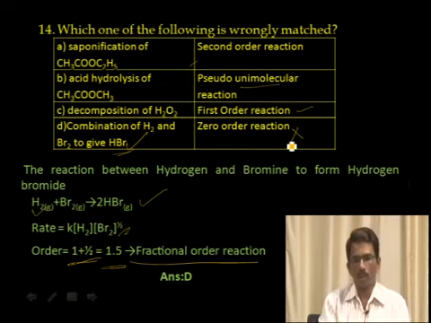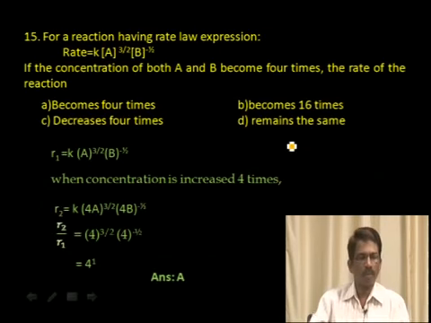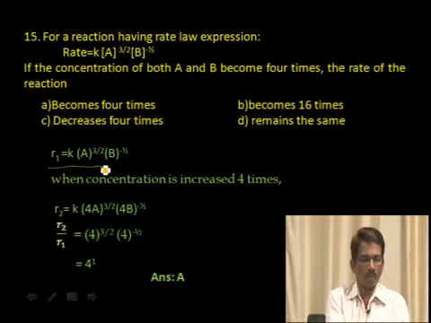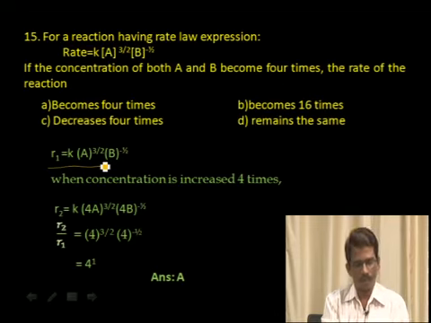In the question number 15, for a reaction having the rate law expression rate equals K[A] power 3 by 2 into [B] power minus half, if the concentration of both A and B are increased 4 times, the rate of reaction, they say the given options are 4 times, 16 times, decreases 4 times or remains the same. And the rate equation is given as R1 equals K into [A] power 3 by 2 and [B] to the power minus half.